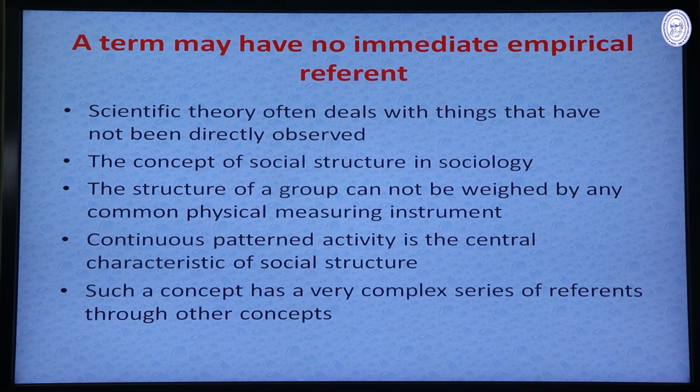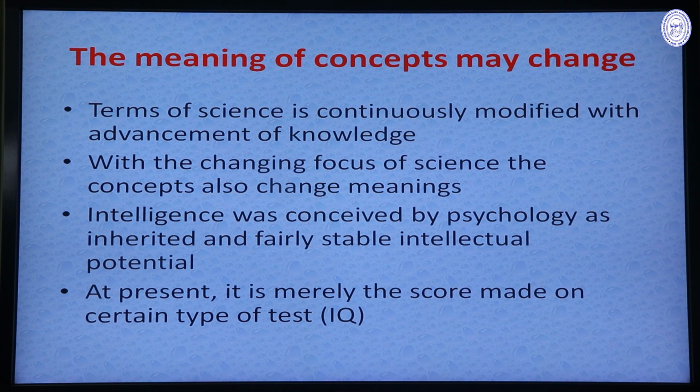Why do we do this? Because often the concepts, or the phenomena they try to represent, might fail to have very immediate empirical reference, or very close empirical evidences. So that way we try to define the phenomena, or the concepts which represent those phenomena, through other concepts, and that makes the whole thing difficult.